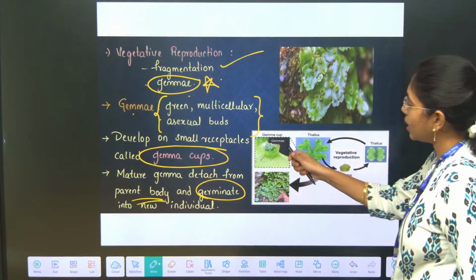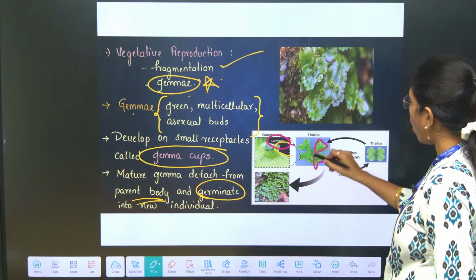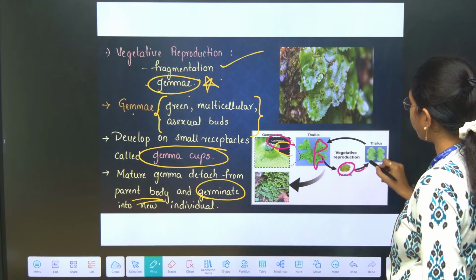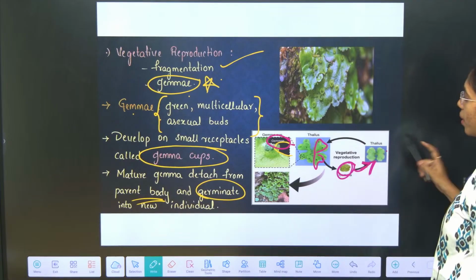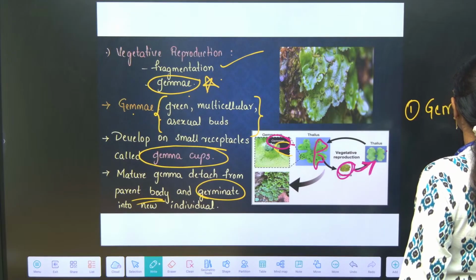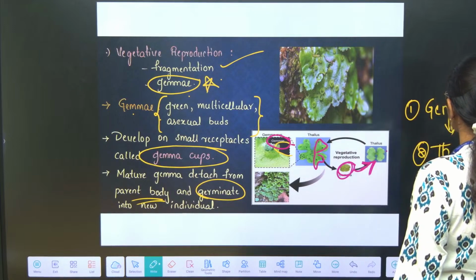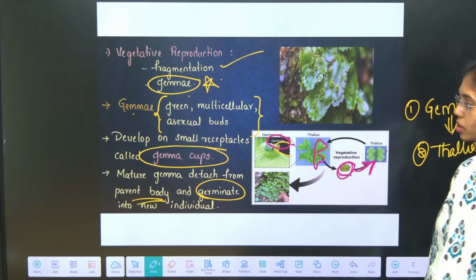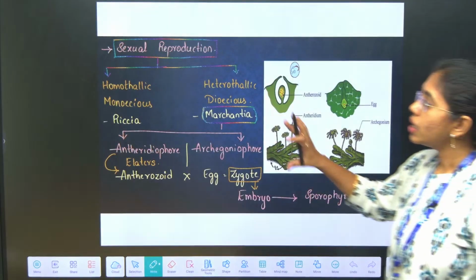So here you can see gemma over the thallus, here you can see gemma cups. On vegetative reproduction, that produces a new thallus. One gemma gives rise to two thalli. Remember this. Okay, next. Yeah, here sexual reproduction.